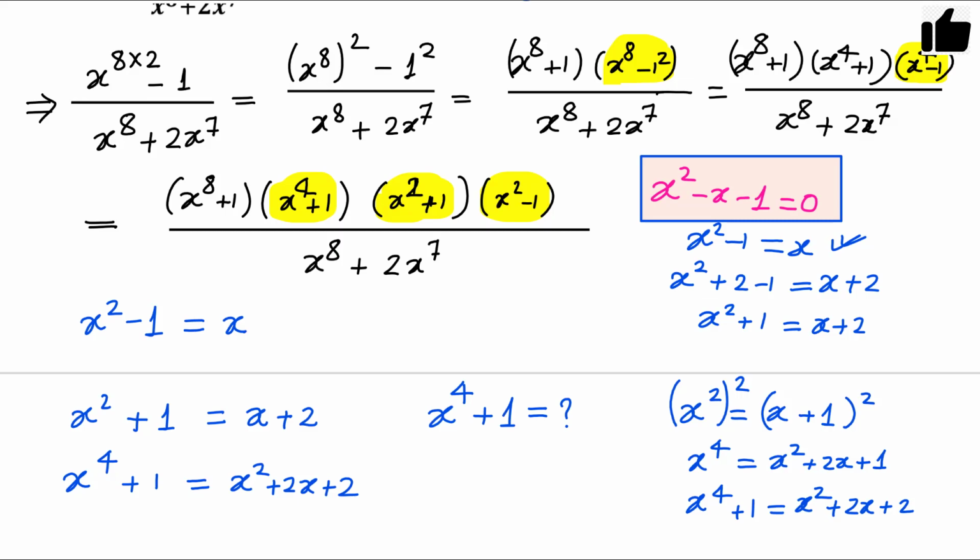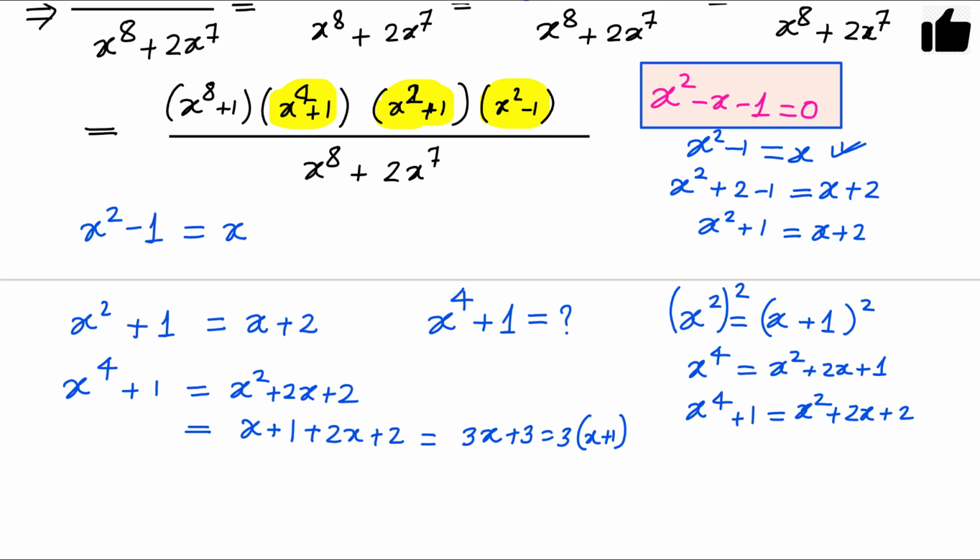But from this equation I can also write x square equals x plus 1. That is, this term I can further simplify. x square equals x plus 1, and plus 2x plus 2. So this becomes 3x plus 3, that is 3 times x plus 1. Now the next term, you have x raised to the power 8 plus 1. How will you get this term? Once again, you will need to square both sides. So you have the value of x4, this expression.